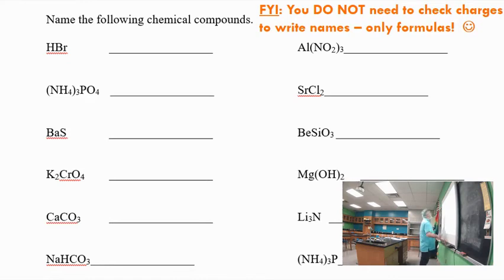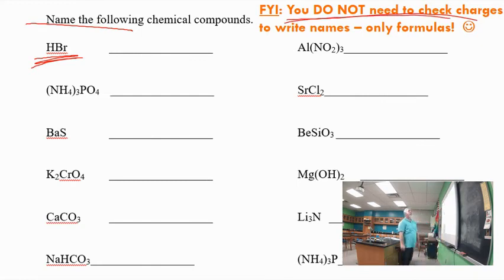First, I want to talk about if I give you a formula and I ask you to give me the name, this is pretty easy. You don't need to worry about charges when we go this way. All you've got to do is write down what you see. We see an H and a Br. It doesn't start with NH4, so we know that's our positive ion. What's left is our negative.